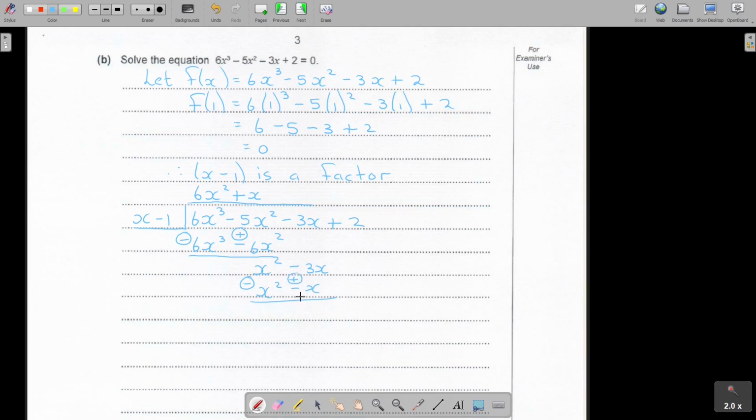Okay, and then I'm going to say, if I simplify this, negative 3 plus 1, that will be negative 2x. And then I divide, and I get negative 2. And I multiply, and I get negative 2x. And I multiply, and I get plus 2. And I change my signs, but you can already see 0, 0.